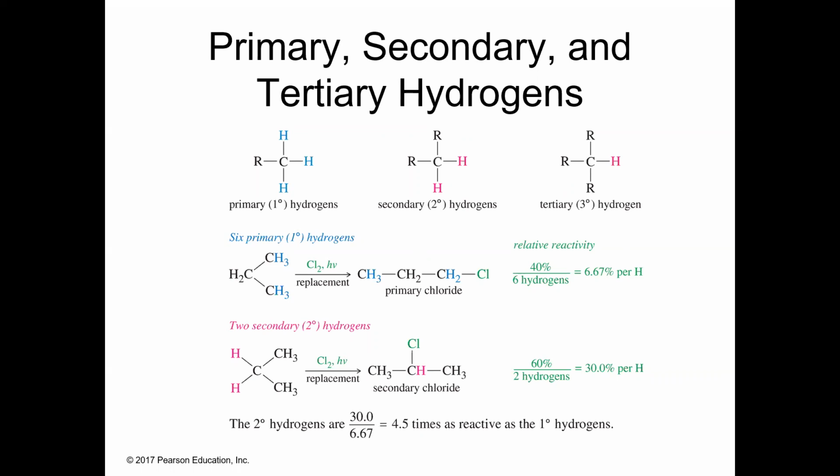With methane, we had 4 equivalent hydrogens, so there's only one monosubstituted product. That was the chloromethane. But with propane, we can get 2 isomers for the monosubstituted product. We can get chlorine substitution on the first carbon. We could also get it on the second carbon. So it's possible to get 2 monosubstituted products.